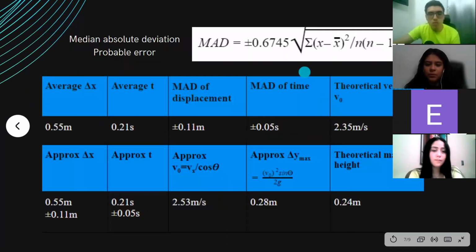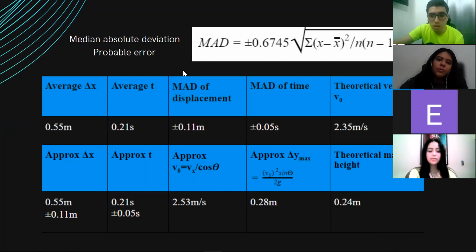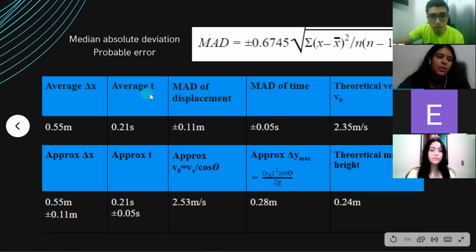As you can see, we used a calculator error, or median absolute deviation, in order to estimate the error produced by those trials, or the deviation that we had in those trials. Here you can see that we got some average displacement and time, and then we just added or subtracted to those averages, and we got the approximation. The approximation of this velocity was 2.53 meters per second.